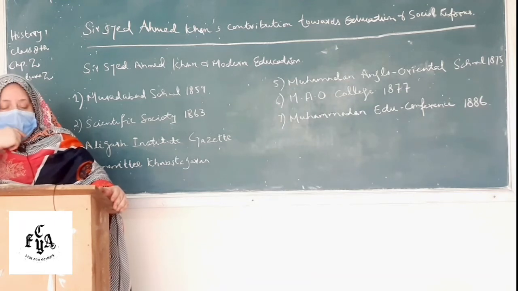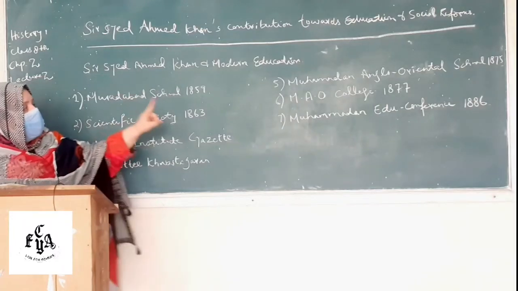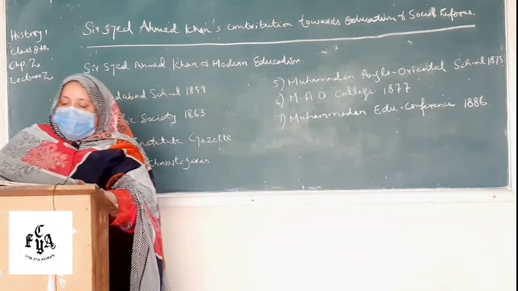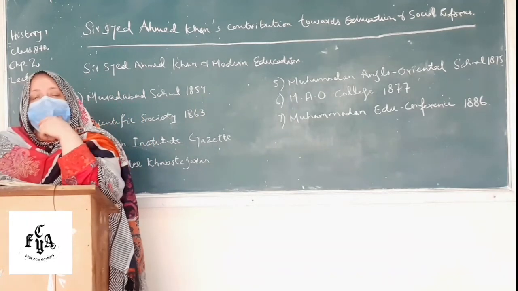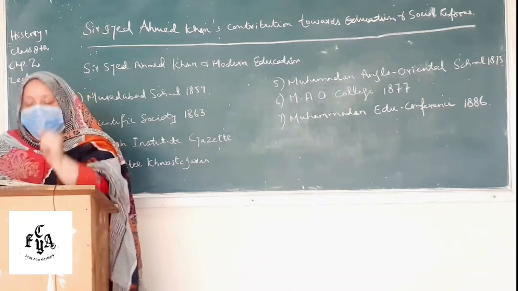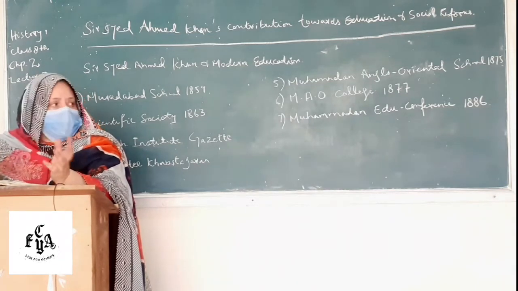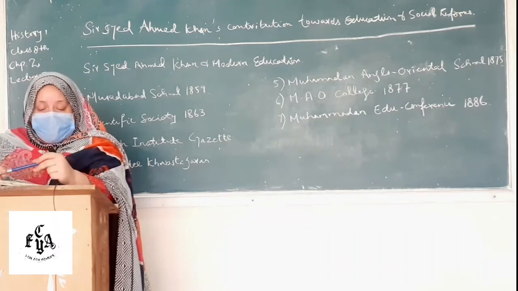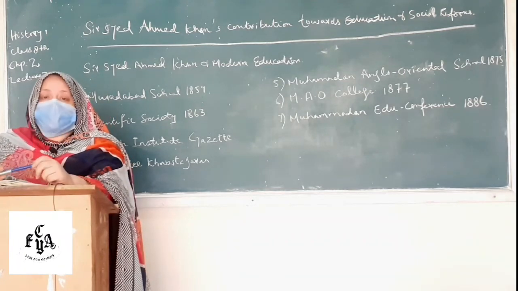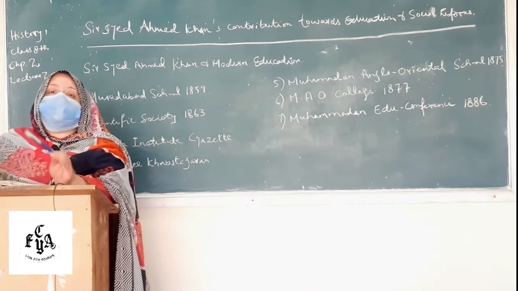Now the milestone: the Mohammedan Anglo-Oriental School in 1875. It was inaugurated in May 1875. At that time, Lord Northbrook donated 10,000 rupees. In a very short time, the number of students increased. 17 teachers were appointed. Maulvi Samiullah Khan, one of the very famous personalities, also showed very keen interest in this school.